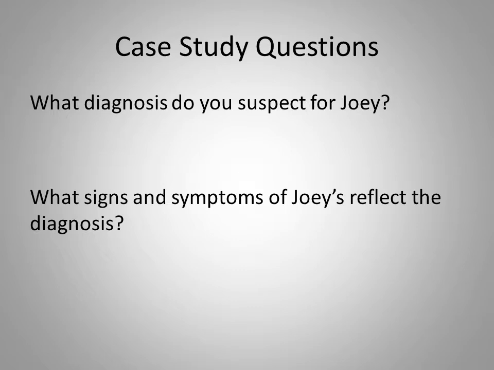Well, in this case, it's most likely that Joey probably has an impetigo infection. And that is characterized by the yellow crusty lesions, and there could also be some vesicular pustules that are present.